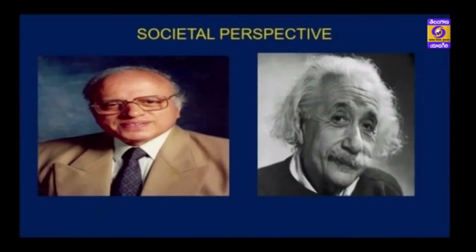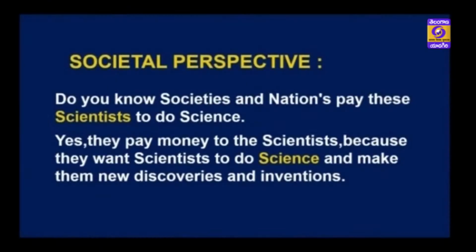Here the second one is the societal perspective. So why do we do science? The second one is the societal perspective. So what is the meaning of societal perspective? Do you know that society and nations pay scientists to do science? Here society means ourselves. We come under the society. The society and nations, nations meaning the government, will pay the scientist for doing science. Why do they pay money to the scientist? Because they want the scientist to do science and make new discoveries and inventions.